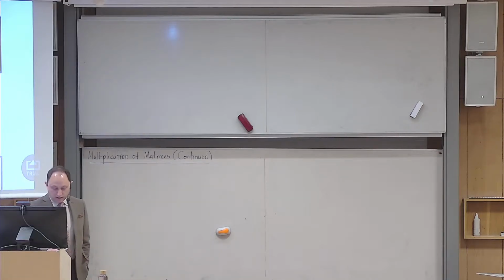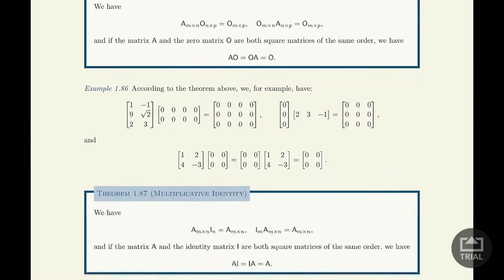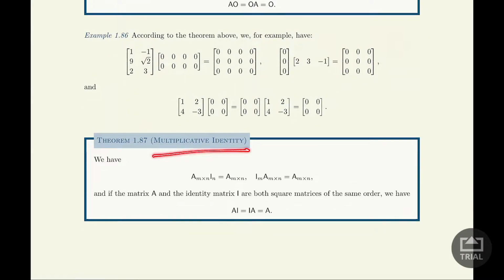Okay, and the next thing is this very important theorem, the multiplicative identity. This is why I told you that these identity matrices play an important role in matrix theory. And this is because of this. These are multiplicative identities. What do I mean by that? It means that essentially when you take a matrix and multiply it by the identity matrix, the answer becomes the matrix itself. But of course, you have to respect that it is possible to multiply them.